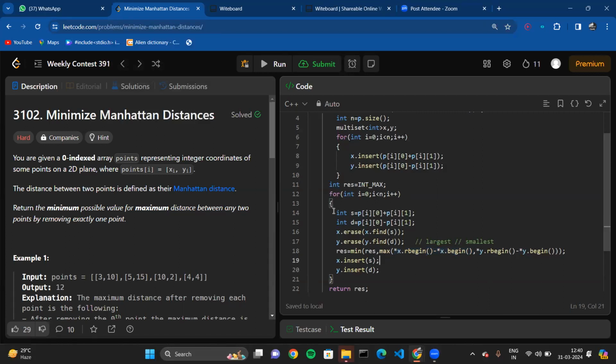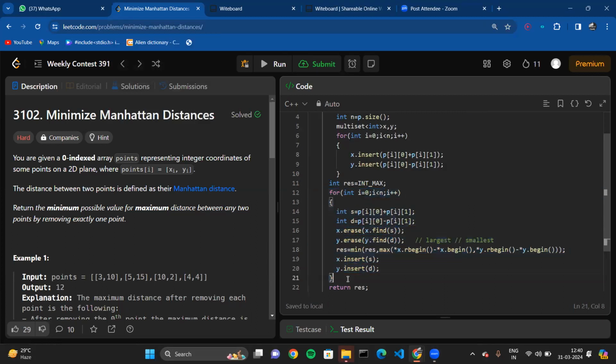So after removing in one iteration, I now have the maximum Manhattan distance. And overall, I need to find the minimum of the Manhattan distance. So I will use the result and take the minimum of overall Manhattan distances. Before moving next, I will make sure that I insert these back.